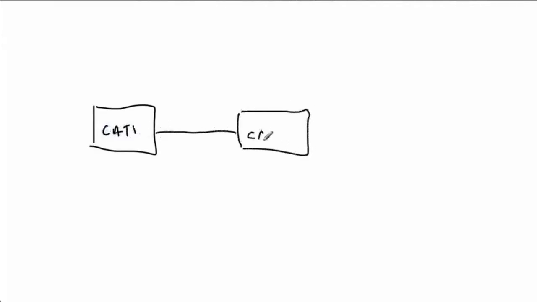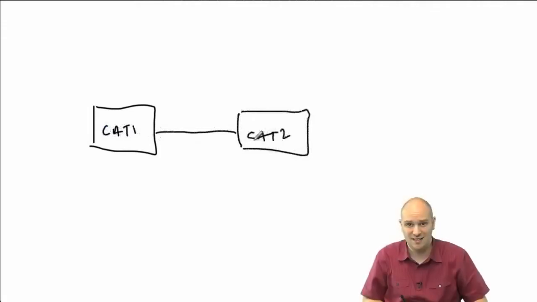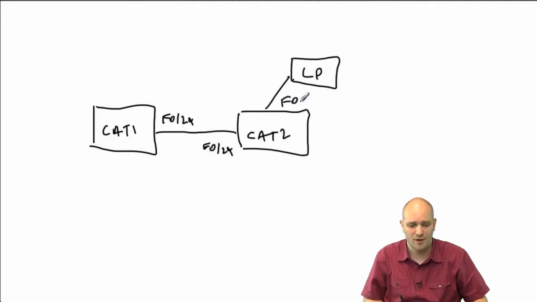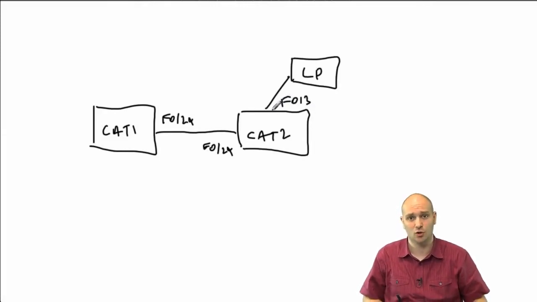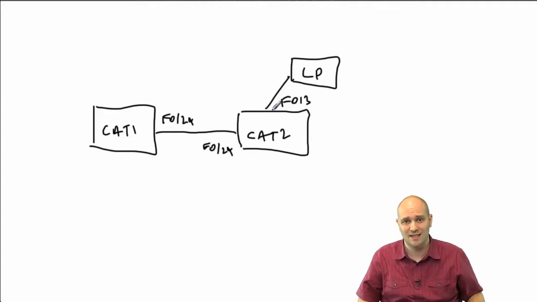To do that, I'm going to use a very simple network consisting of two switches, Cat1 and Cat2. They are going to be directly connected on port FastEthernet 0/24, so on both sides I'm going to use FastEthernet 0/24. And also to Cat2, I'm going to have a Linux PC connected on port FastEthernet 0/3. I'm going to use this PC to capture the packets. I want to capture the frames. I want to see all those VTP messages that I just talked about. So let's go ahead and configure this and see how VTP operates.